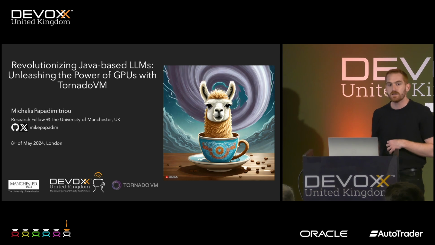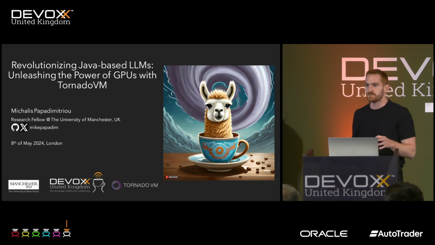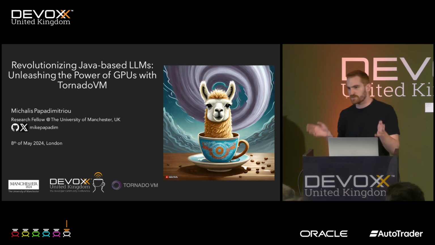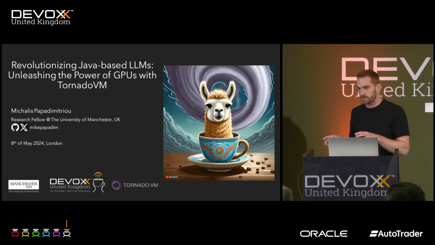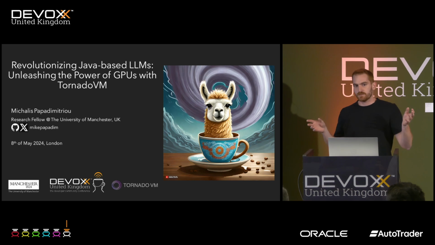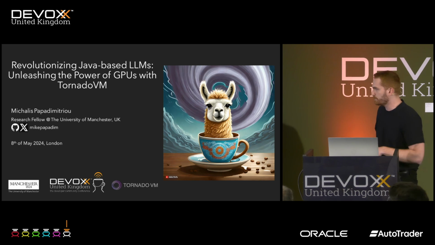So, how many of you followed any of the LangChain4j presentations these days? OK, we're going to do something different here. We're going to discuss whether, in Java, we have the tooling available to build LLM inference libraries ourselves without any external dependencies. And in this case, we're going to try to do it on GPUs with TornadoVM.